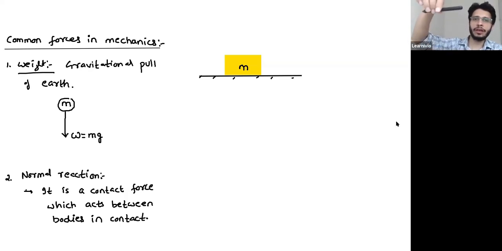When this pen was in air and I released it, it went downwards. This simply means that the gravitational pull of Earth, weight, is acting on the pen, pulling it downwards. But if I put this pen on my hand, then along with weight, my hand will exert a normal reaction over the pen, and the normal reaction will balance weight. If I take the case of this mass, its weight is acting in the downwards direction, but this surface will exert a normal reaction on the body in the upwards direction. And this force is known as normal reaction, which acts between bodies in contact.